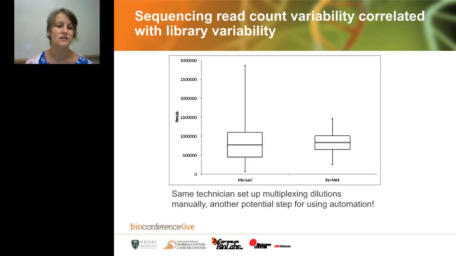And I think this speaks to the fact that if you have a tighter library prep and more common parameters for each of your libraries, the sequencing itself does benefit from that as well. So in the manual preps, we did have several samples that had very few reads, and some that had a large number of reads, based on the way that we multiplex these together.